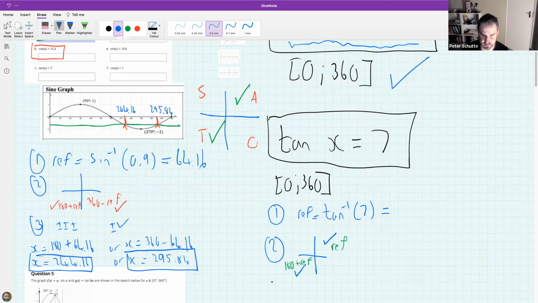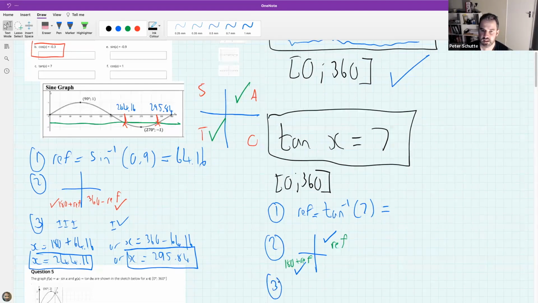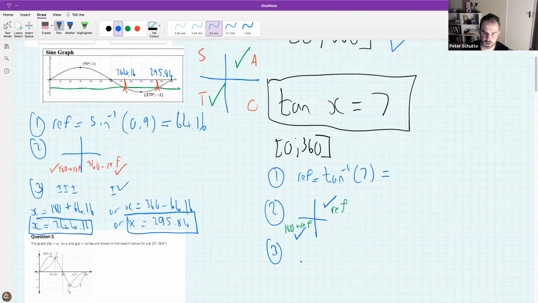Now, I still don't know what the reference angle is yet, but I do know that the answer is going to be in quadrant 1 and in quadrant 3. So I'll wait a little bit for the answers to come in.